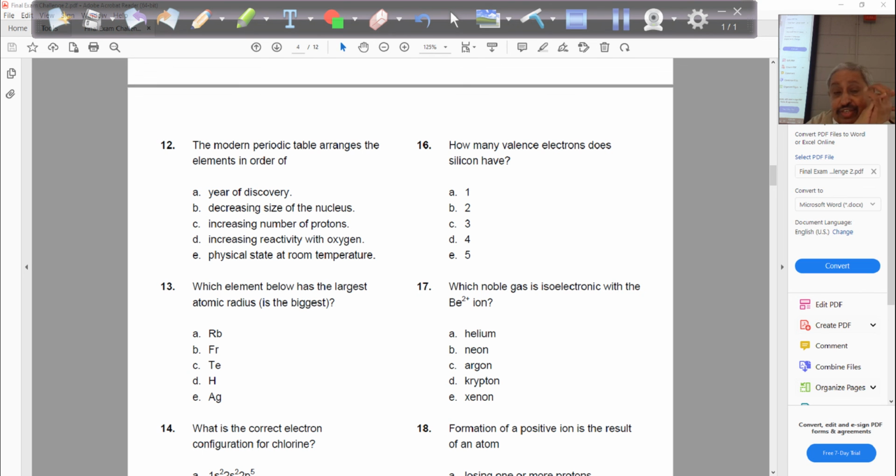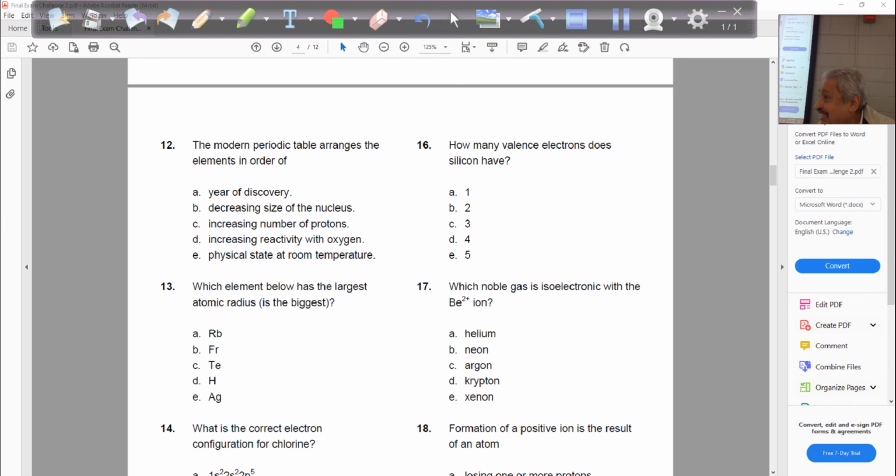Year of discovery, size of the nucleus, increasing number of protons, increasing reactivity with oxygen, physical state at room temperature. The periodic table is organized by increasing atomic numbers. An atomic number definition is a number of what? I want to hear it. What's the atomic number? Equal to what?